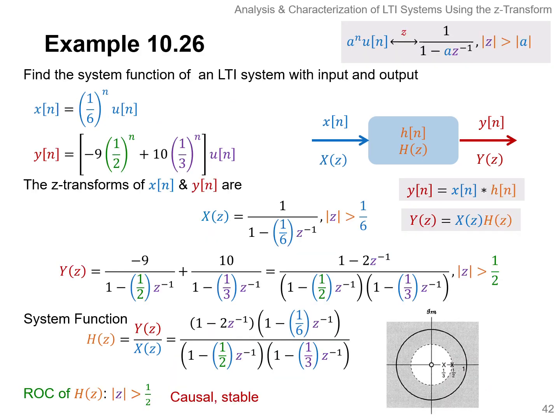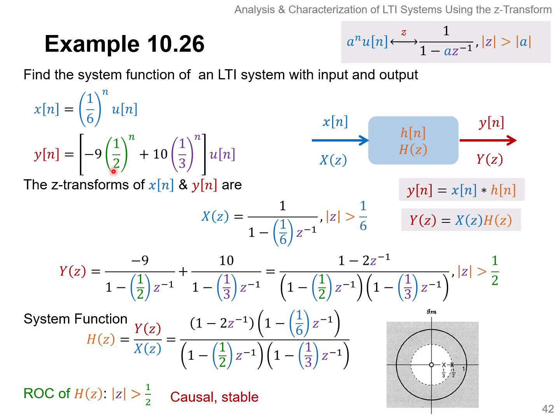In this example, we want to find the system function of an LTI system. We are given the input signal x of n. The input is a decaying exponential. It starts at n equals 0, so it is a right-sided signal.